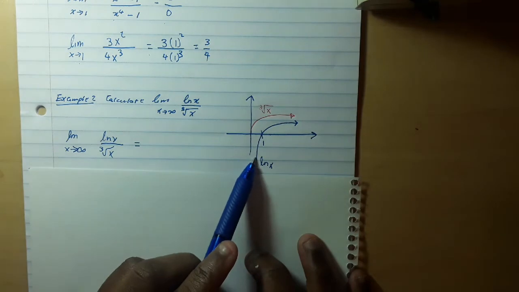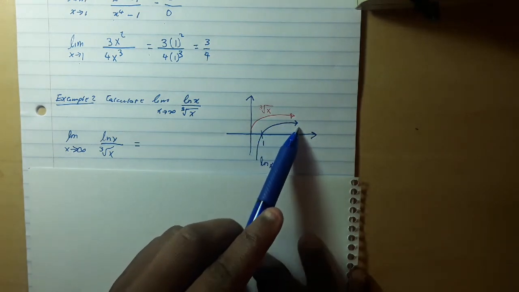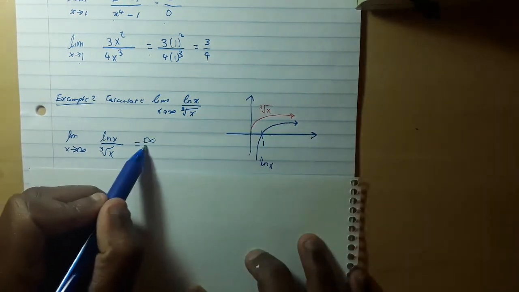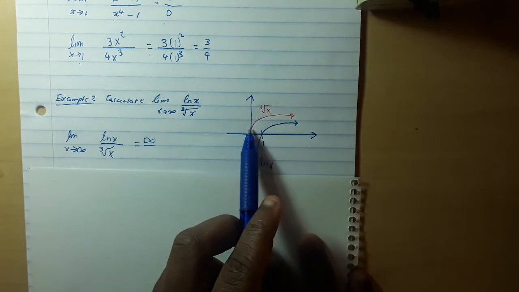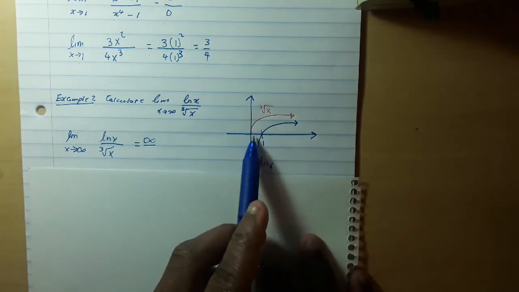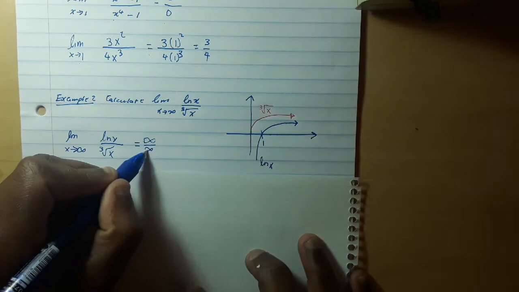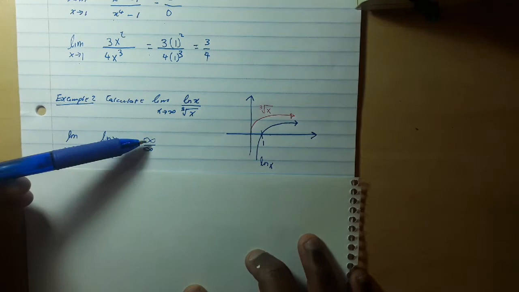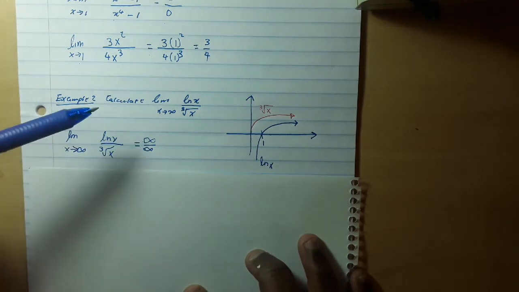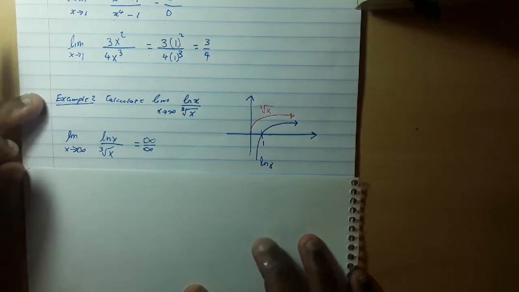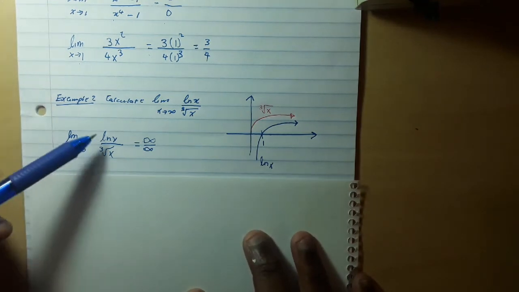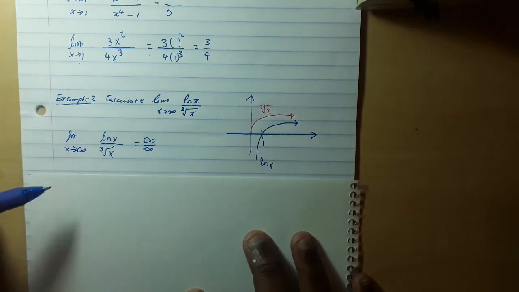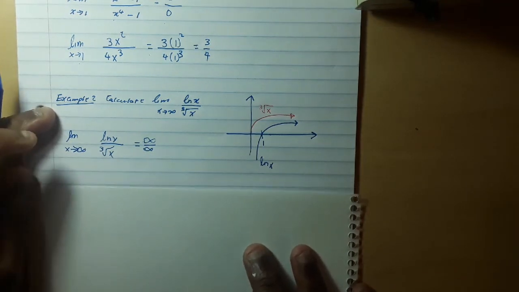Ln x as x tends towards infinity is infinity, because the graph will go on like that. And if we look at the cube root of x as it tends towards infinity, it will move in that direction, so this also tends towards infinity. So once again we have a case whereby the limit is infinity over infinity. Then it means we are able to apply L'Hopital's rule, which states that the limit of this quotient is also equal to the limit of the derivatives. So we will try to determine what this is.